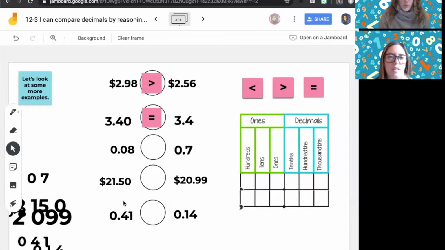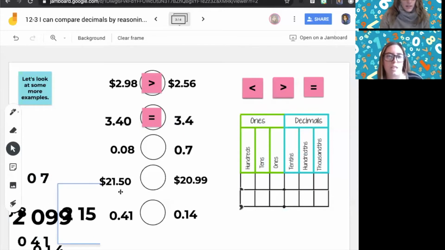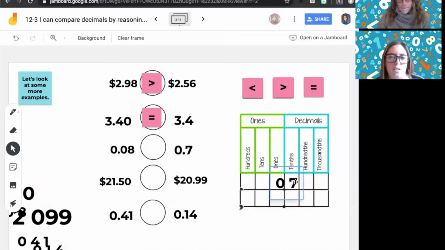What about the next one? 8 hundredths and 7 tenths. Okay, so let's plug in to our place value chart so that we can compare place values.